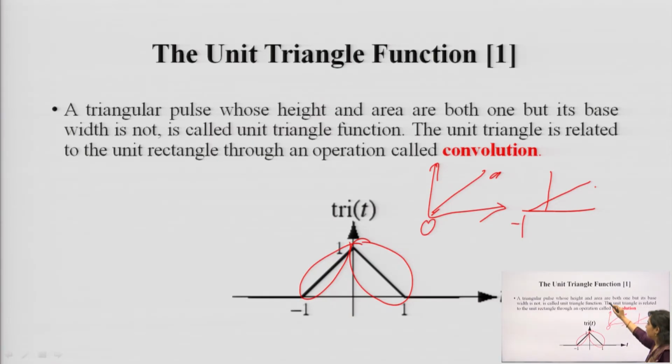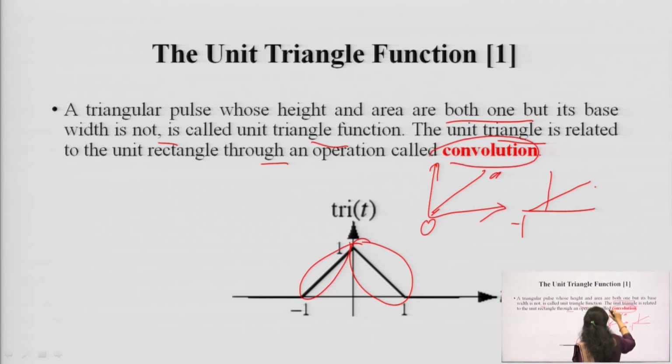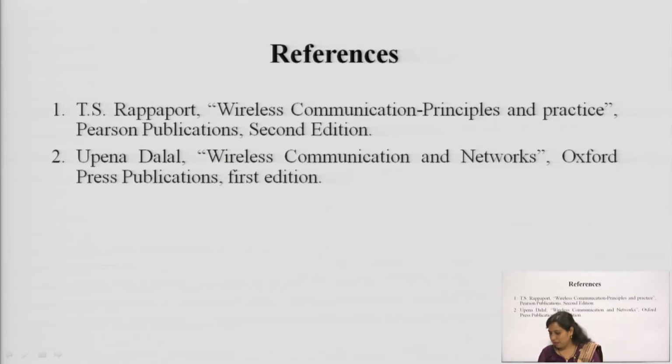A triangular pulse whose height and area are both 1, but whose base width is not, is called the unit triangle function. The unit triangle is related to the unit rectangle through an operation that is known as convolution. So, you can convolve that particular signal. Because the integration of the unit step signal will be a ramp signal, that is why it can be related to the unit step signal also. So, that is about the unit triangle function.